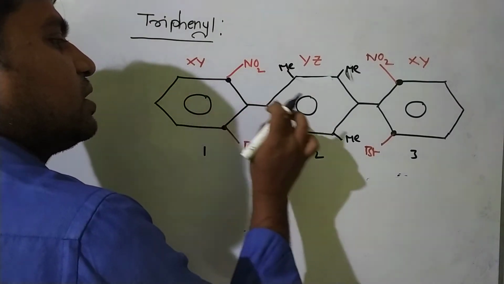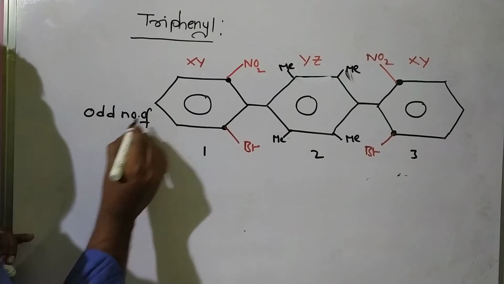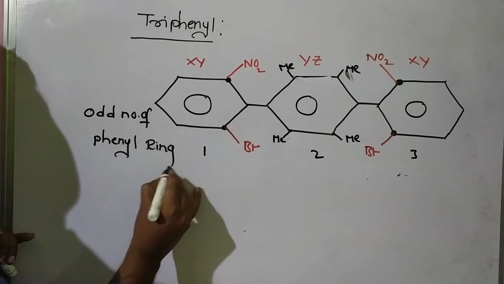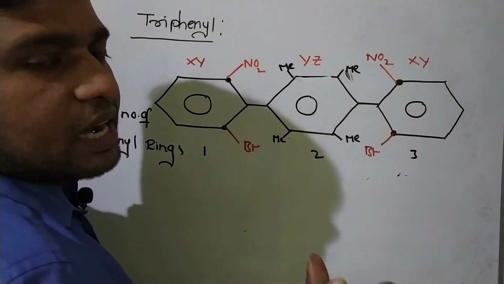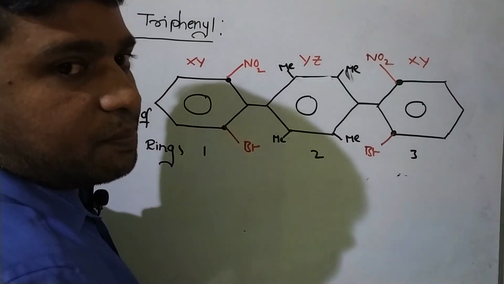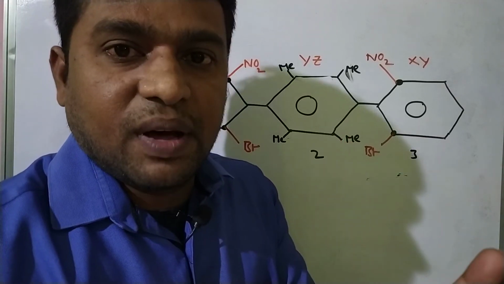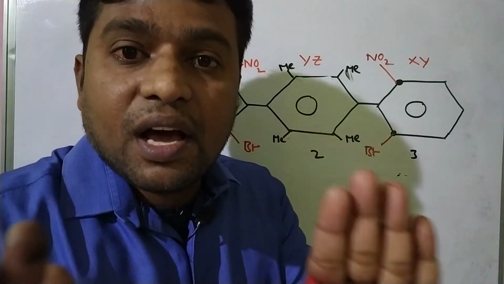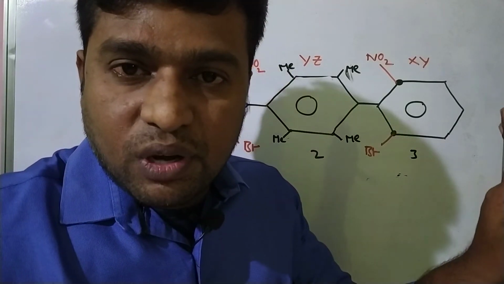Triphenyl means 1, 2, 3, an odd number of phenyl rings. First of all, we will check whether the given molecule is planar or non-planar. That is the main important aspect. We must check whether the given molecule is a planar molecule or a non-planar molecule. Why? Because planar molecules only will show geometrical isomerism. Non-planar molecules never show geometrical isomerism.